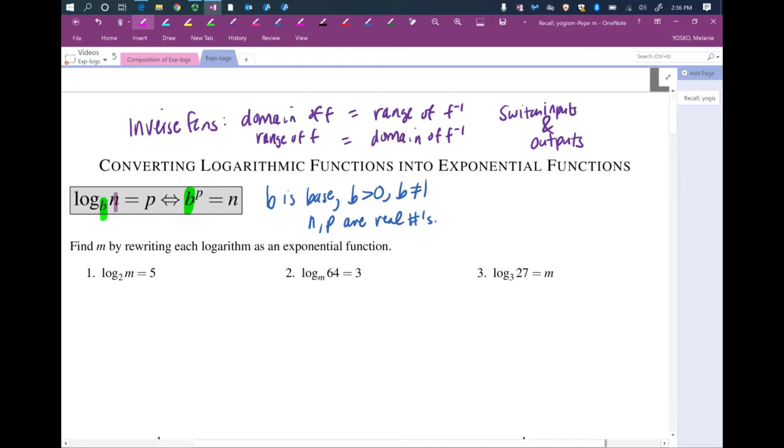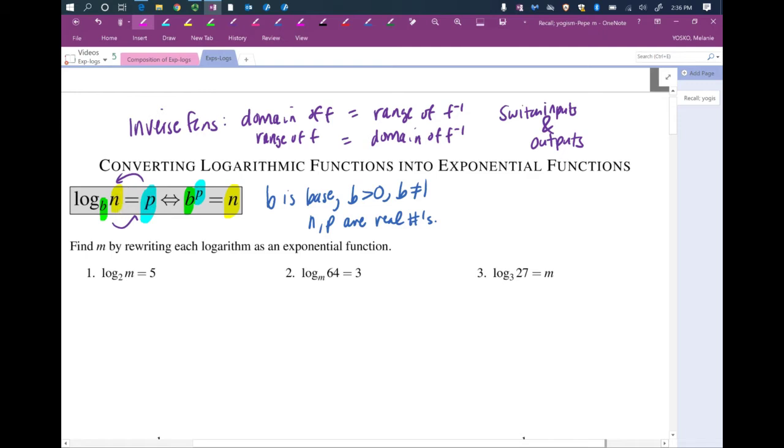So, the input of this logarithm is n. It becomes an output of an exponential. And the output of the logarithm, p, is the input of the exponential. So b to the p equal n. You see we're switching inputs and outputs? And some people like to do this little fun arrow thing. b to the p equal n.